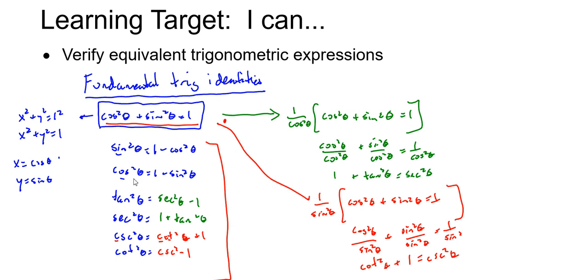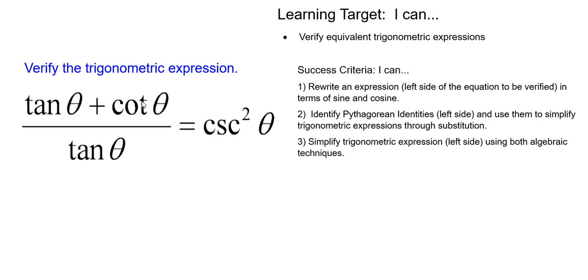All right, in our last video, I talked about how to find the fundamental trig identities, and now we're going to be going through here and using them to find equivalent trigonometric expressions. So here we go. How do you verify trigonometric expressions?